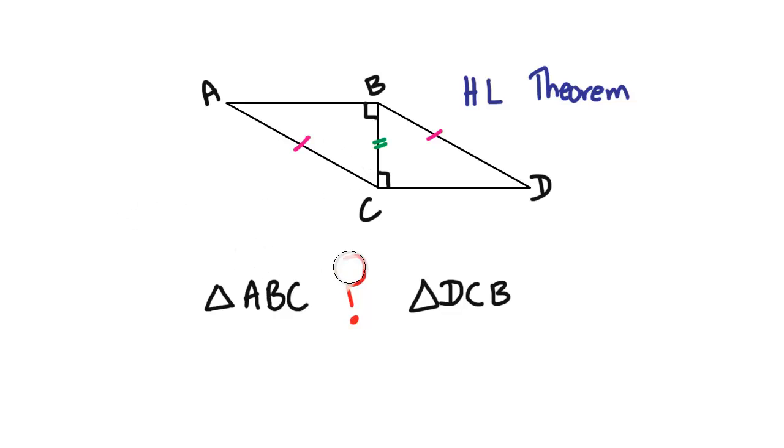So we can erase this question mark and we can say that triangle ABC is congruent to triangle DCB. Alright, so this wraps up the lesson on the hypotenuse leg theorem, also known as the HL theorem.